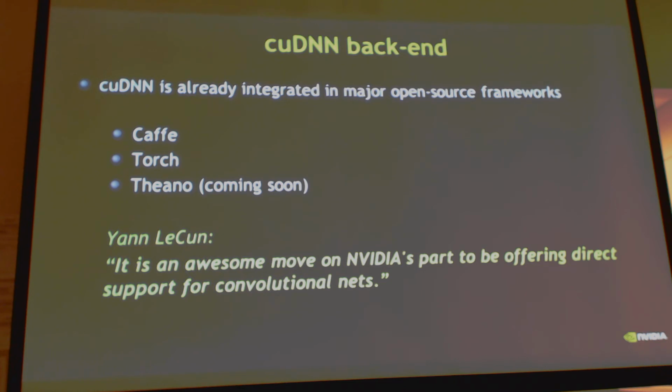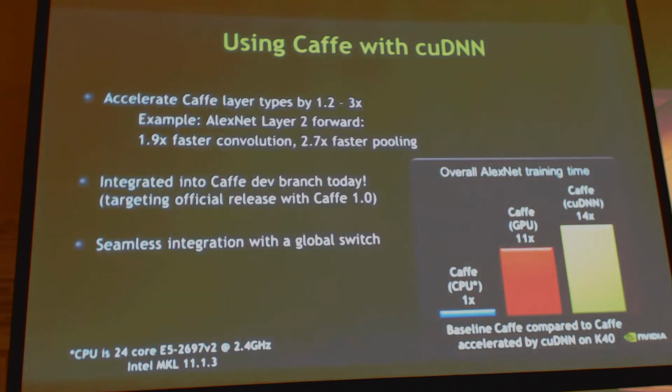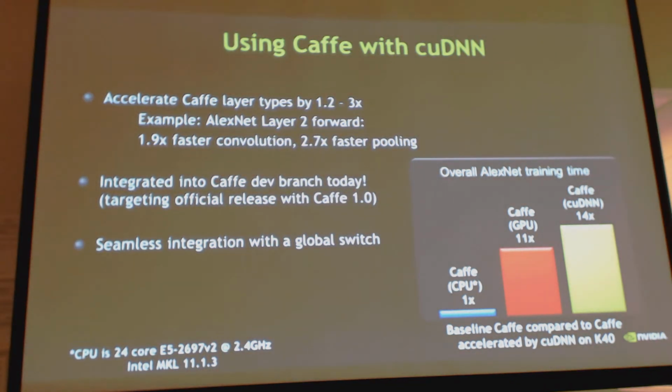This is a little bit of news. cuDNN has already been integrated in Caffe, and is out ready for the public to use. Same with Torch. Theano's coming soon. And Yann was quite happy with some of the work that we did, as a quote from him shows. Using Caffe with cuDNN, it's integrated into, I think, the official 1.0, which has a release candidate out. It's just not final yet, but you can download it and use it, play around with it.